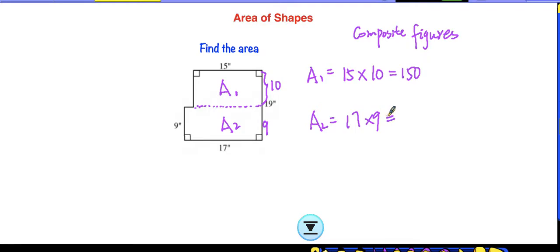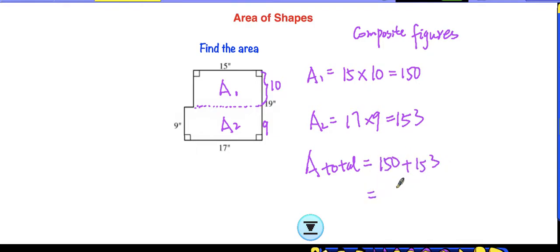Which is, you can use your calculator, which is going to be 153. But we're not finished yet. So remember, we are talking about the total area. So we're going to put them together, which is 150 plus 153.